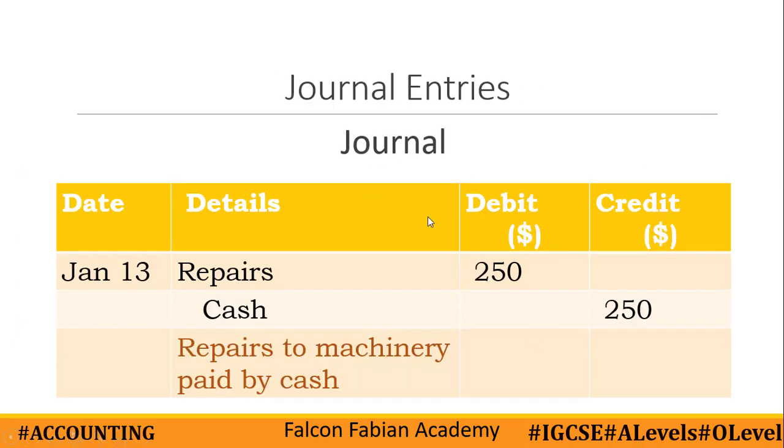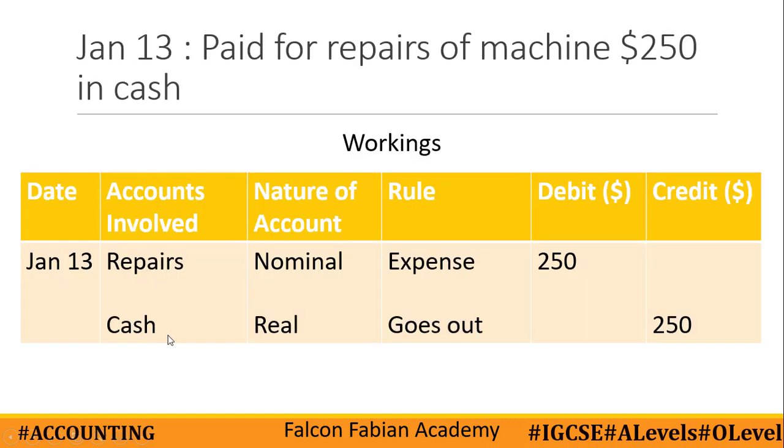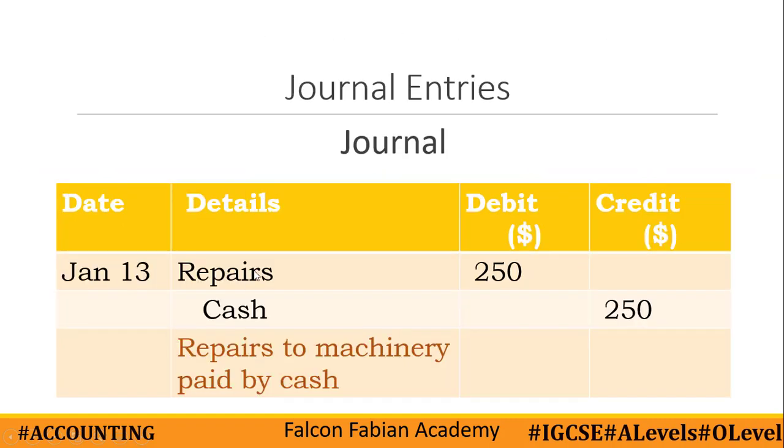Now let's record the entry in our journal. So we would leave a line and then record this entry. So January 13th, which were the two accounts, repairs and cash. So first we'll write the account that needs to be debited, then the account that needs to be credited, and then the narrative. So repairs account debit, so in the debit column 250. In the next line we will leave some space and then write cash. So cash account credit and the amount in the credit column, which is 250, and the narrative is repairs to machinery paid by cash.